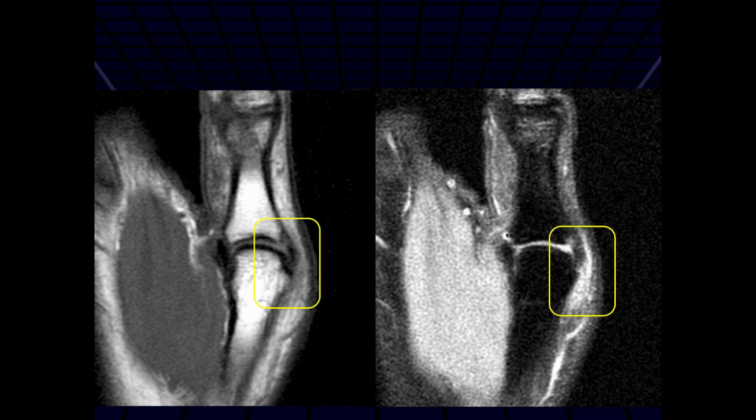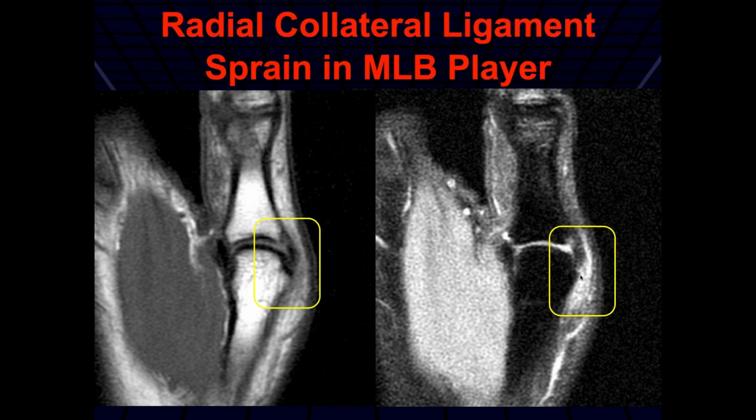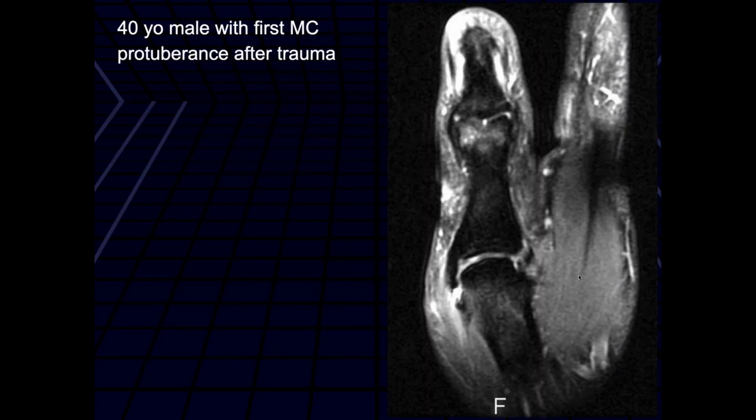This is a baseball player. I couldn't hear you on that one, John. Yeah, this was a partial volume artifact where we're not actually quite in the midplane of the ulnar collateral ligament, and here we can see a little strain of the radial collateral ligament in this baseball player. Pretty uncommon injury.